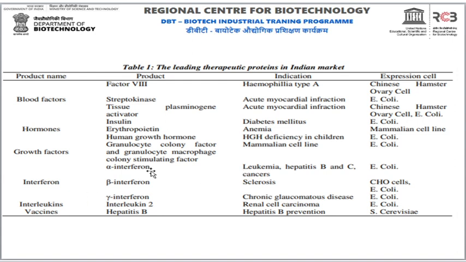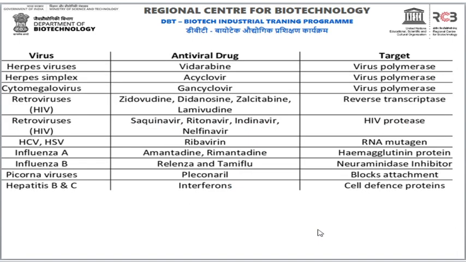Next is beta interferon, which is expressed in both Chinese hamster ovary cells and E. coli. They are employed for treating multiple sclerosis. Next is gamma interferon, which is expressed only in E. coli, and it is used for chronic granulomatous disease. Next is interleukin 2, which is expressed in E. coli, and it is employed for renal cell carcinoma. Next is hepatitis B, which is expressed in Saccharomyces cerevisiae. It is generally employed for preventing hepatitis B infection.